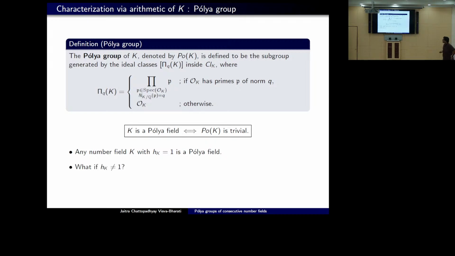Then the question is, what if H_K is not equal to 1? So if H_K is not equal to 1, it doesn't trivially follow that the Polya group is trivial.